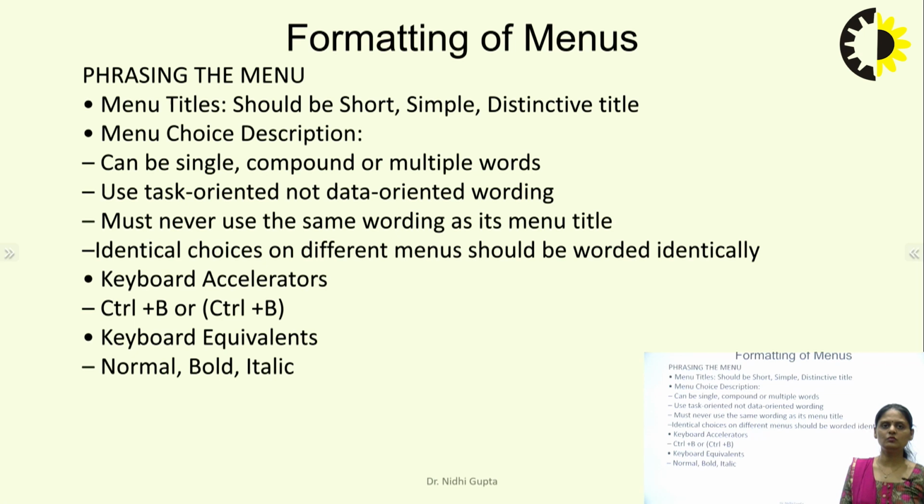Identical choices on different menus should be worded identically. So, if identical choices are there, then the wording should indicate that these are the identical things. It should name them in the same manner. We can also apply keyboard accelerators. These are very important whenever the user wants to speed up the task. Many people who love typing always go for the accelerators. Like Control A for selecting all the data, Control B, Control I. These are the shortcuts, which we call keyboard accelerators. Similarly, we have keyboard equivalents like normal, bold, italic. Over here we know that we can do normal, bold, italics by means of shortcut keys. So, this is one of the important things we need to consider when we go for menu formatting.